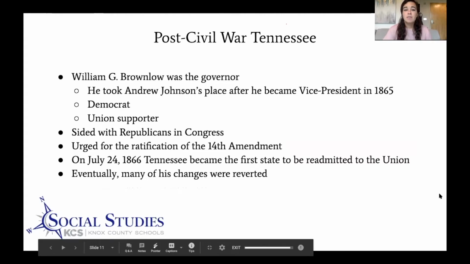So what was Tennessee like post-Civil War? Well, William G. Brownlow was the governor. He took Andrew Johnson's place after Johnson became the vice president in 1865. He was a Democrat, but he was a Union supporter. He sided with Republicans in Congress, and he urged for the ratification of the 14th Amendment in Tennessee. On July 24th, 1866, Tennessee became the first state to be readmitted to the Union. However, eventually many of his changes were reverted.